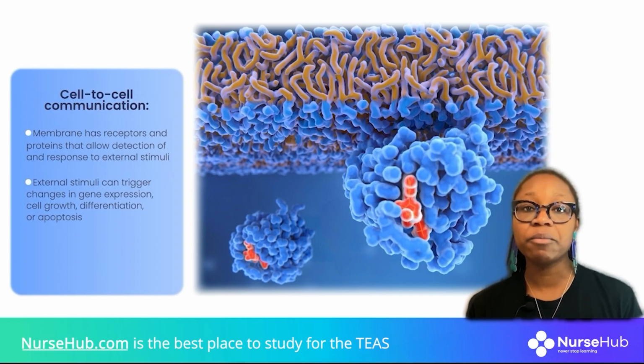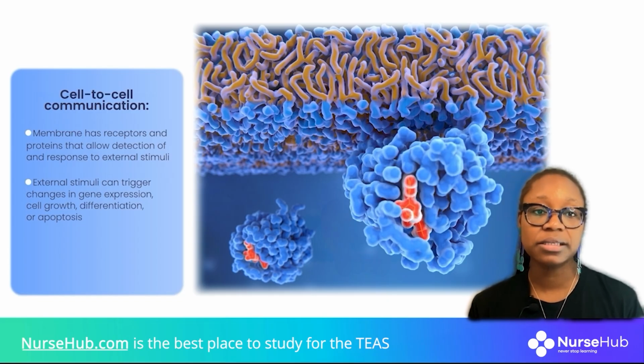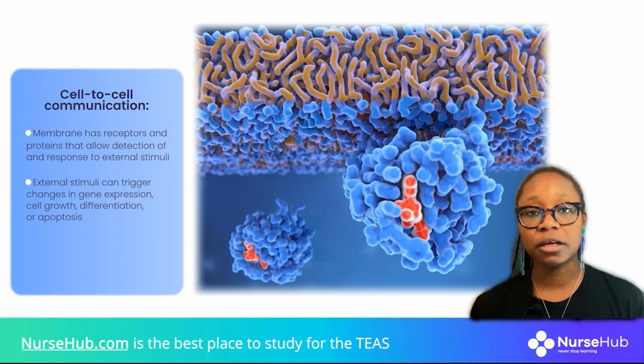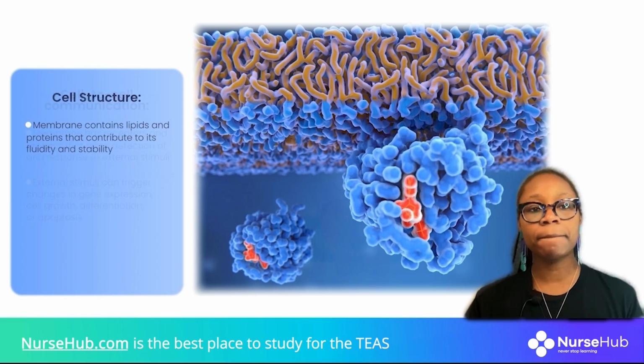In addition, the membrane can form junctions with nearby cells, which allows the cells to adhere to one another and coordinate their activities, as is the case in tissues and organs, right? That's just tons of cells formed together to perform a particular function, a large function.